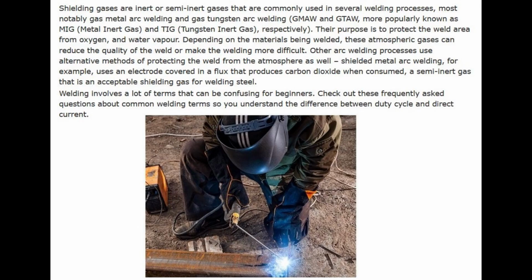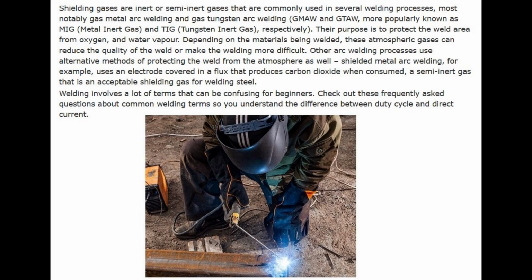Now, let's start the video. Shielding gases are inert or semi-inert gases that are commonly used in several welding processes, most notably gas metal arc welding and gas tungsten arc welding, GMAW and GTAW, more popularly known as MIG, metal inert gas, and TIG, tungsten inert gas, respectively. Their purpose is to protect the weld area from oxygen and water vapor.